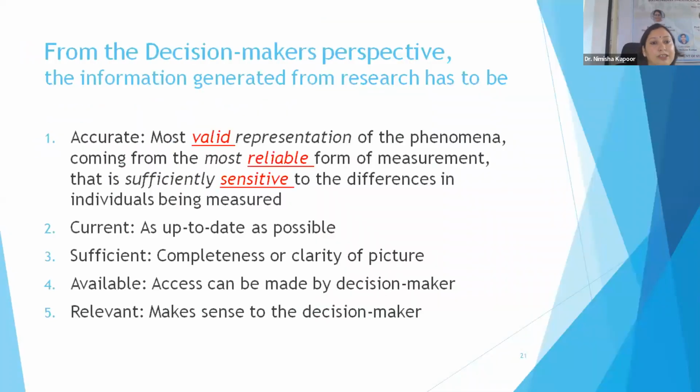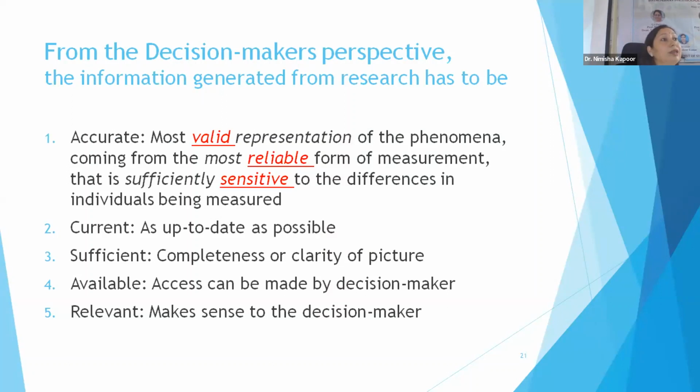Decision makers' perspective, you have to make sure that there are five things. First is that all the information that you are generating is accurate. And when we say accurate for the decision maker, then it has to be most valid representation from the most reliable measurement and sufficiently sensitive to the differences in the individuals being measured. When we are careful of these three parameters, most valid, most reliable, and most sensitive information, then you can say that the information generated by the research is accurate.